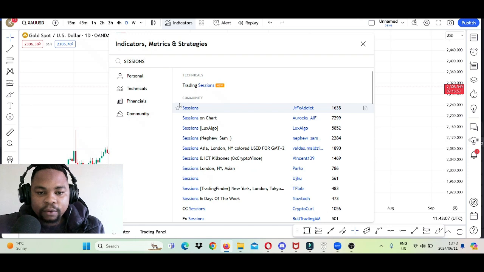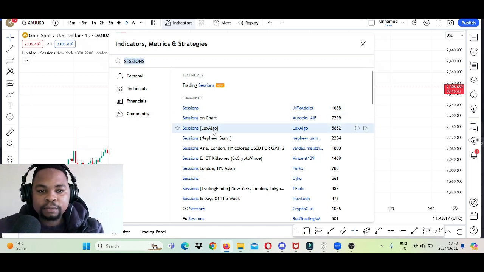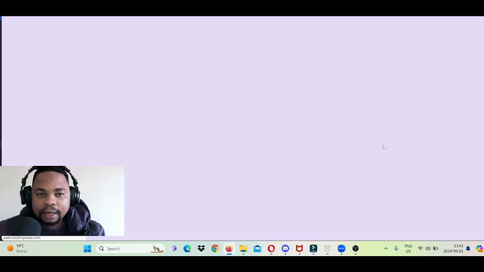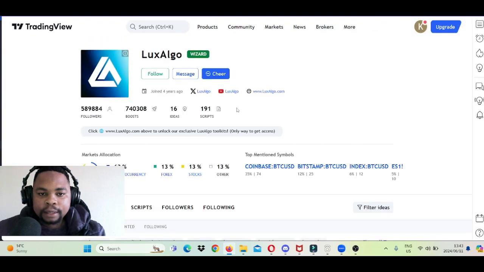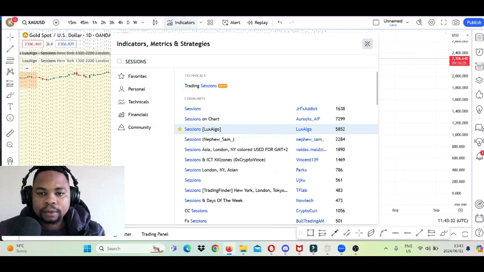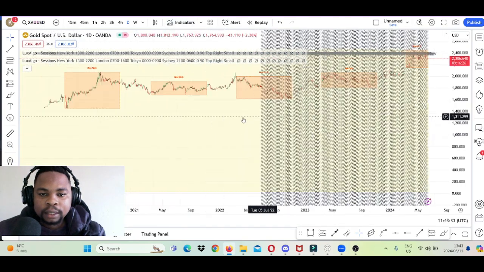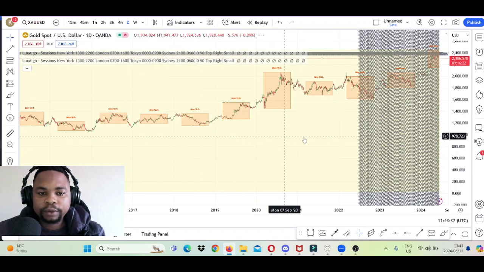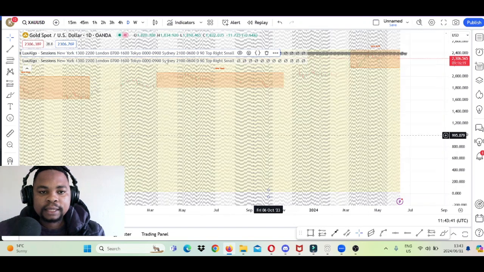As you can see, when you search that, so many indicators pop up. You must only choose the Laxiago indicator. The Laxiago indicator is the one you must pick from all of these. You pick it up, then you follow, and there we go. The Laxiago is the one that will help you so much when you are trading using the sessions.